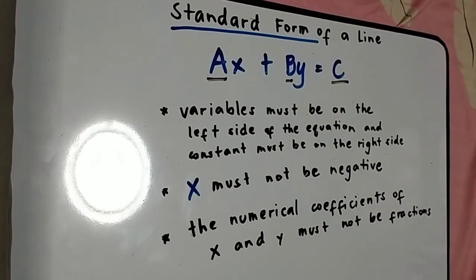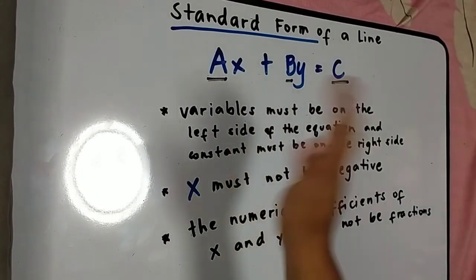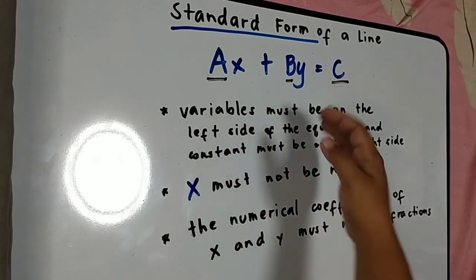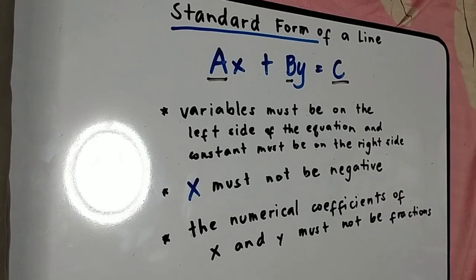Okay. So, ayun lang yung mga restriction. Again, lagi lang tandaan, magkasama sa left side si x and y, mauna lagi si x, bawal siyang maging negative. Then, nasa right side naman si constant.